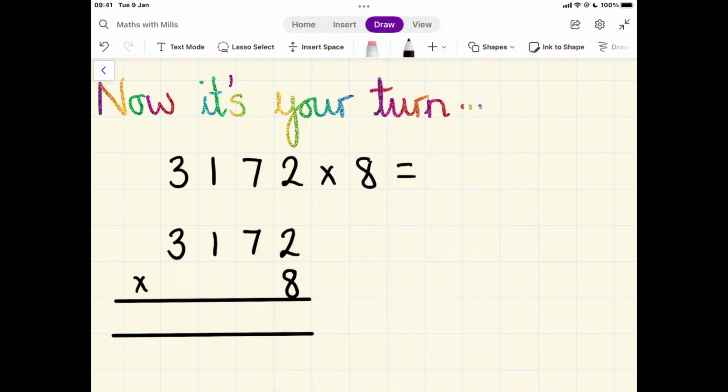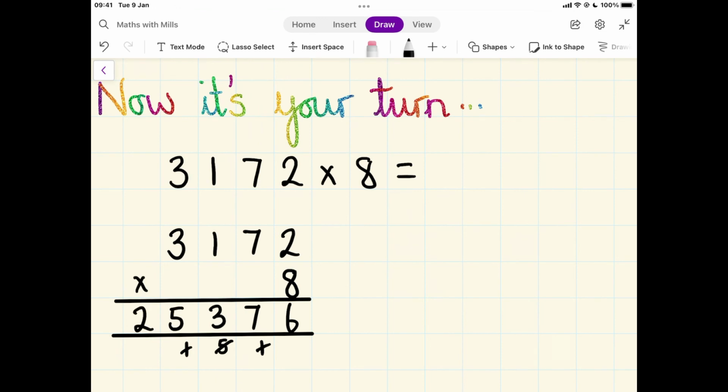So, starting at the right and working our way across each column in turn. 8 times 2 is 16. I'm going to put the 6, carry the 1. 8 times 7 is 56. Add on that 1 is 57. 8 times 1 is 8. Add on that 5 is 13. 8 times 3 is 24. Add on 1 is 25.